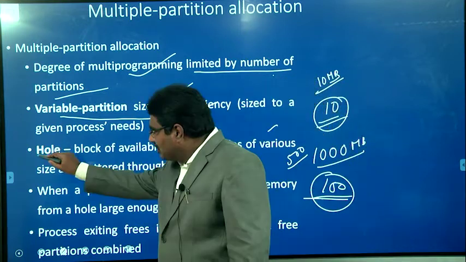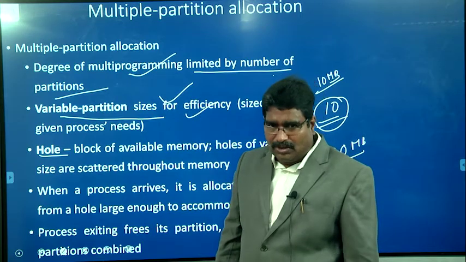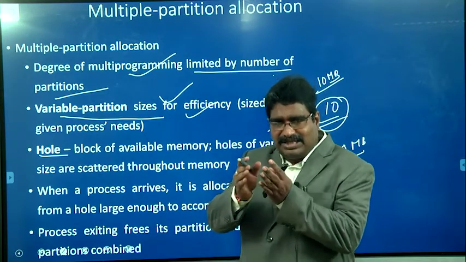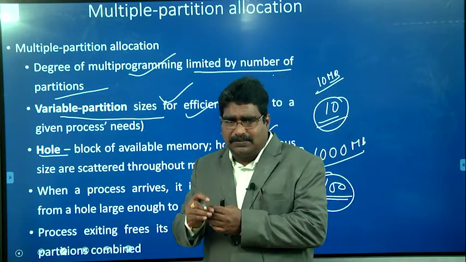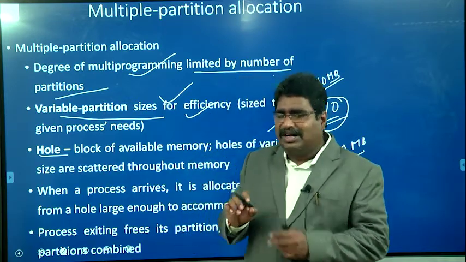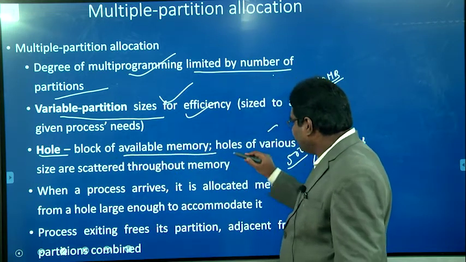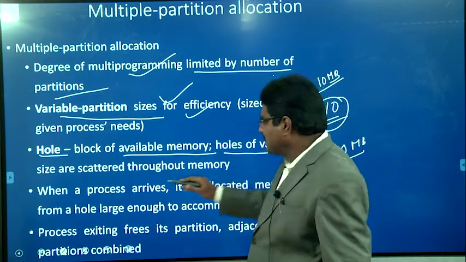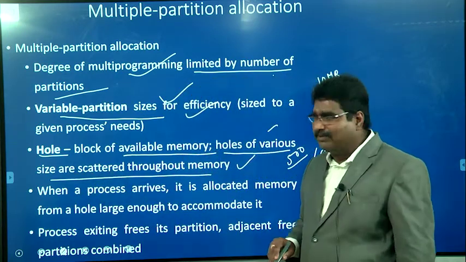And the next one is hole. Here in contiguous memory allocation, we use a word called a hole. What is a hole? A hole is nothing but a free space that is available and not allocated to any other process. That partition is called a hole. That is a block of available memory. Holes of various sizes are scattered throughout the memory, that is, they are available in different memory locations.